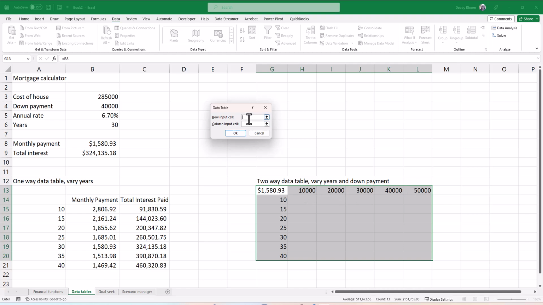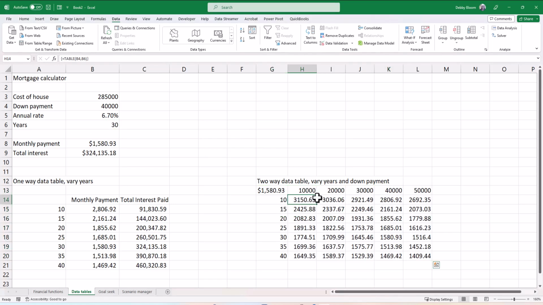So making sure that I'm in the row input cell in the dialog box, I'm going to click on the amount of the down payment. So it'll substitute 10, 20, 30, 40, and 50,000 for the down payment. And for my column input cell, that would be the number of years. So it'll substitute 10, 15, 20, 25, 30, and 40. So now all I have to do is click OK.